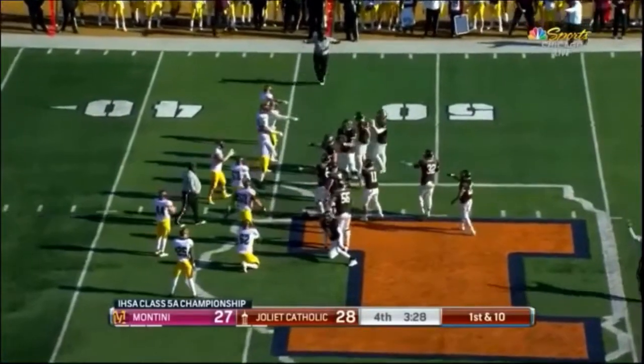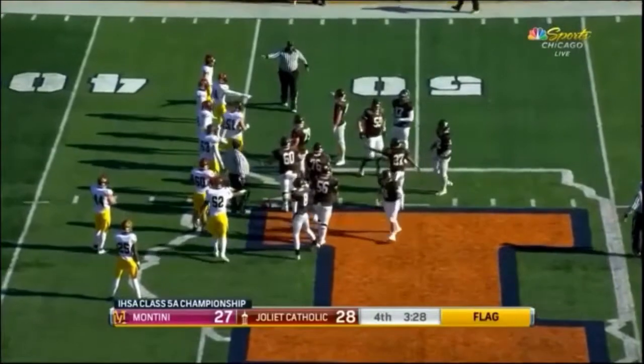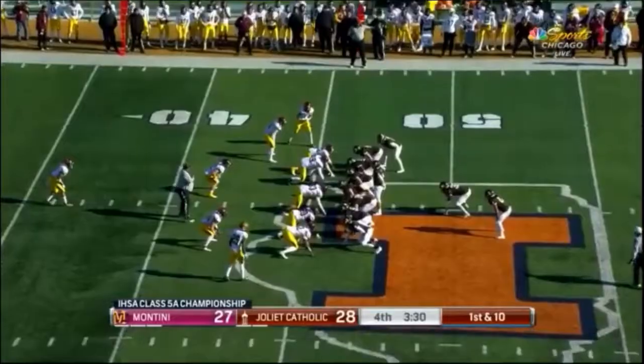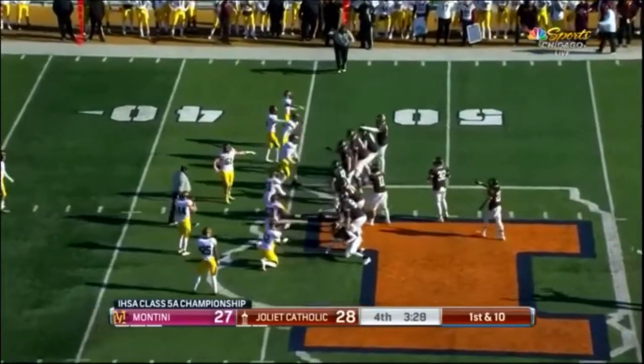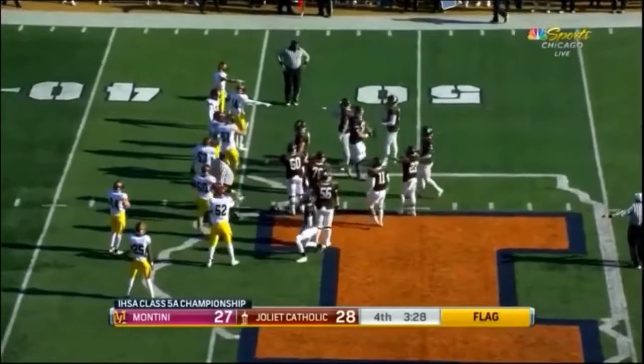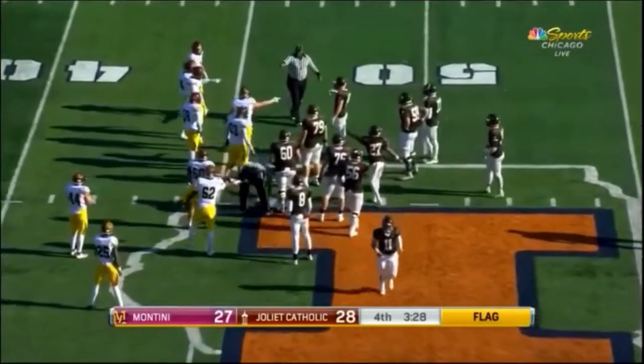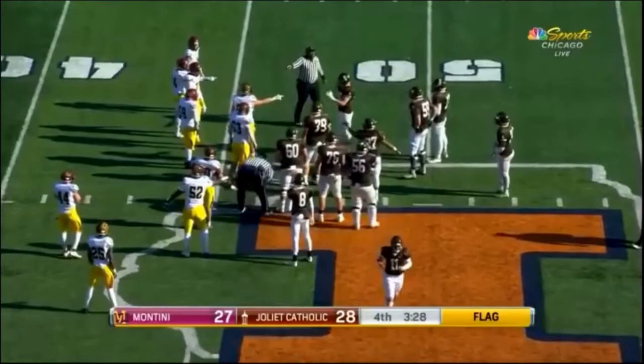If the line of scrimmage official determines that the defender was in the neutral zone before the offensive player moved, the foul is on the defense. If the offensive player moves prior to the defender being in the neutral zone, the foul would be called on the offense.